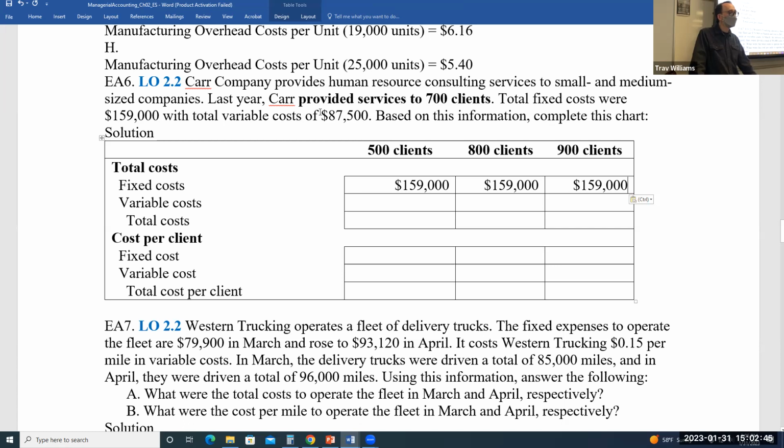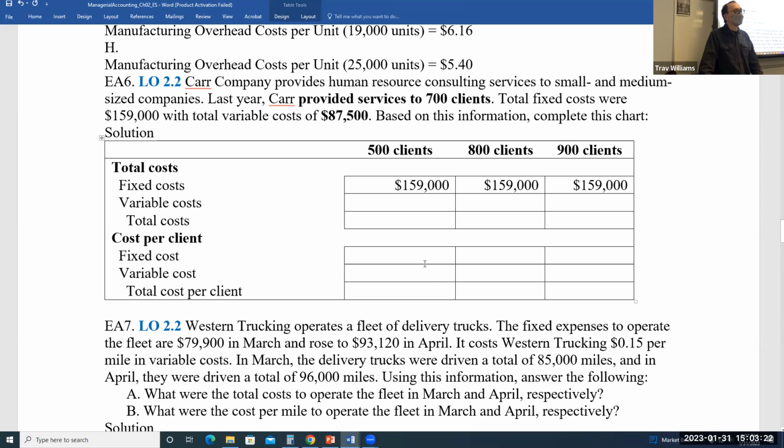And we see total variable costs were this amount. However, that's based on 700 clients. We're going to have to adjust that for different levels of clients. All right, so we're going to have to figure out a number of things here. We're going to have to figure out total variable costs at each level of production. And we're going to have to figure out the cost per client, both fixed and variable. And then the total cost per client.